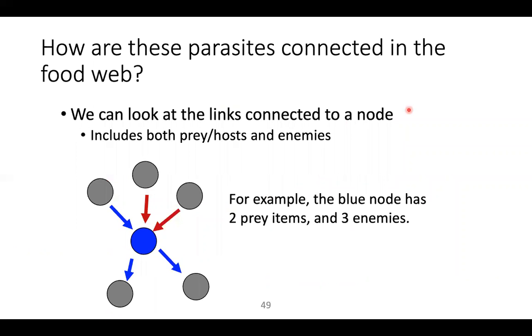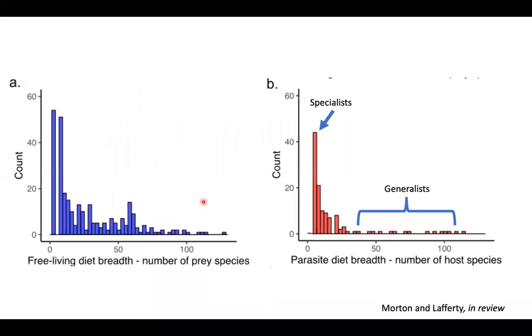So how are all of these species connected in the food web? One of the ways to think about this is to look at the numbers of links connected to each node. In this food web, that includes both the prey or the hosts of a species and that species' enemies. So for example, this blue node here would have 2 prey species, and it would have 3 different enemies, 2 of which were parasites.